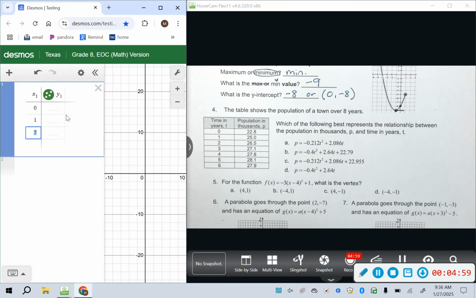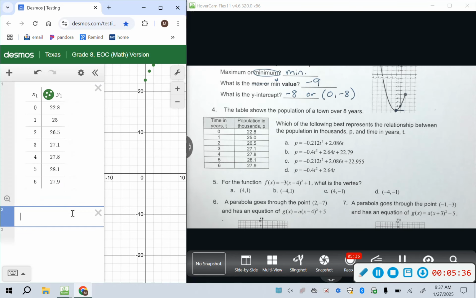So I have 0, 5, 6, 22.8, 25, 26.5, 27.1, 27.8, 28.1, 27.9.